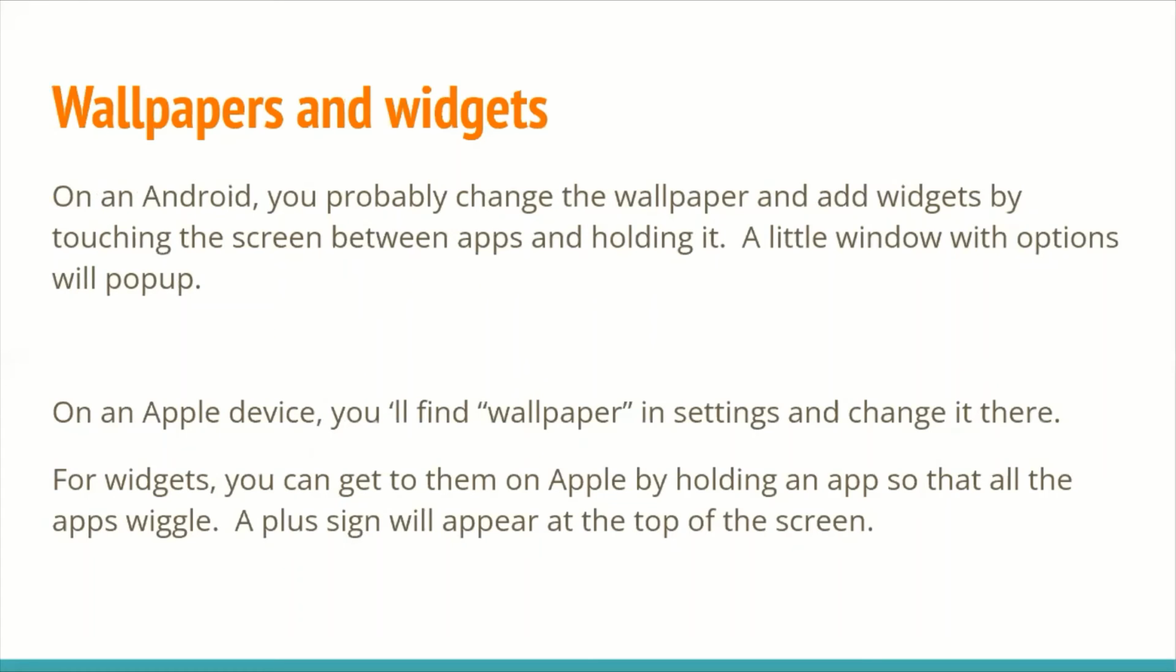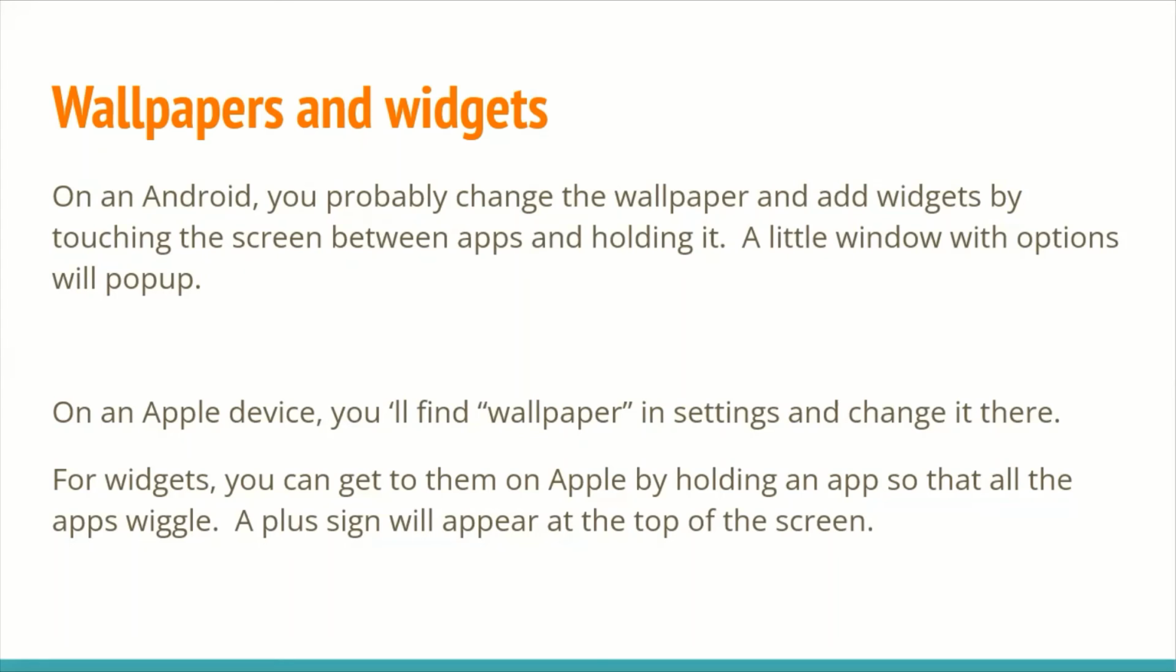So getting more into wallpaper and widgets on an Android, you probably do this just by touching the screen in between apps so that you're not touching the app, just touching the background, and you hold it and a little window with some options should pop up. If you have an Apple device, you can find wallpaper in your settings and change it there. And for widgets, that will come up when you put your finger on a screen and hold it down so that all the apps wiggle.